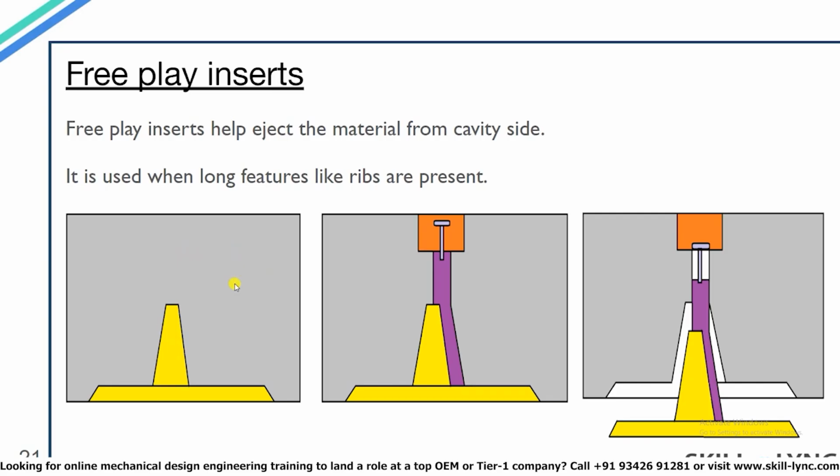Now if the length of this rib is more, then it would be more difficult to eject it out of the mold. In such cases, a free play insert is added. The purple section you see here in the diagram is the free play insert. The free play insert is present in the cavity section. When the material is formed through injection molding, a screw which you see at the top drives the free play insert in downwards direction, which in turn pushes the part out of the cavity.